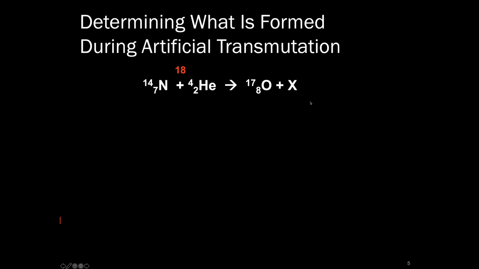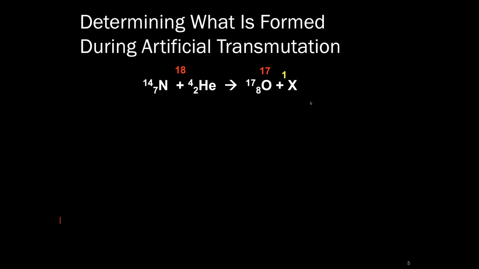Really easy. For example, 14 plus 4 is 18. So we need it to equal 18 on the other side. Now we have 17 on the other side. 17 plus what is 18? 1. So our mystery particle has a mass of 1.